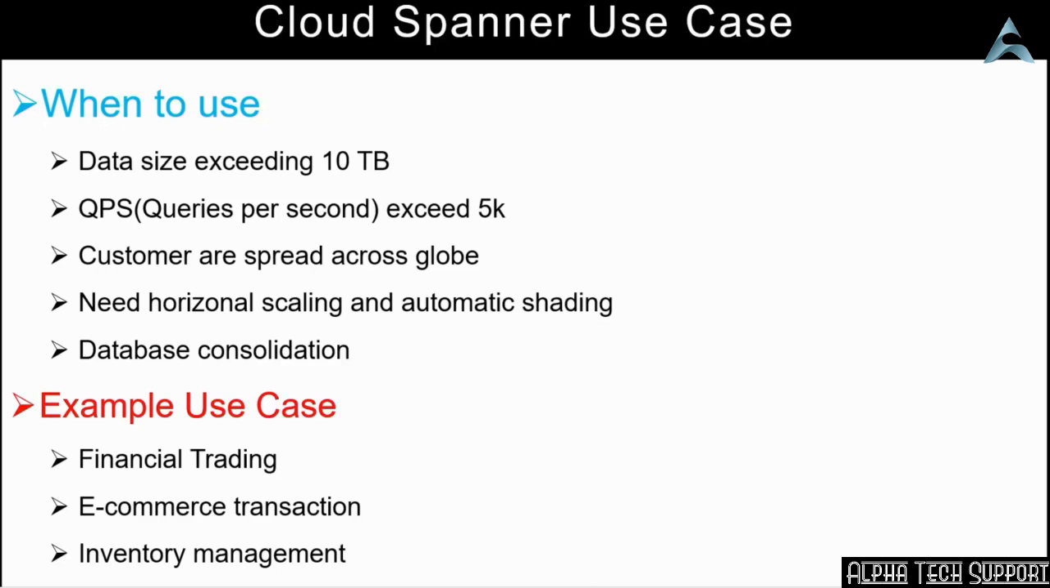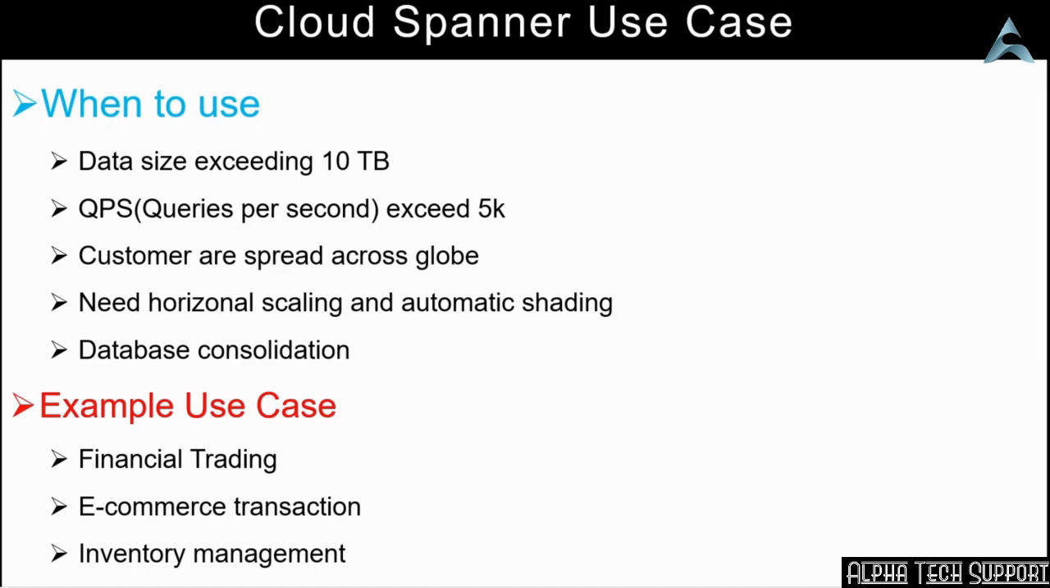Now we have understood that both Cloud SQL and Cloud Spanner provide relational database capabilities in Google Cloud. So how to decide when to use Cloud SQL or when to use Cloud Spanner? Generally, you prefer to use Cloud Spanner when you need to handle data size more than 10 terabytes and you expect your queries per second to be more than 5000. Cloud SQL is a regional service, and on the other hand, Cloud Spanner is a globally available managed database service. So it is preferred to use when you have customer base present globally in all the regions.